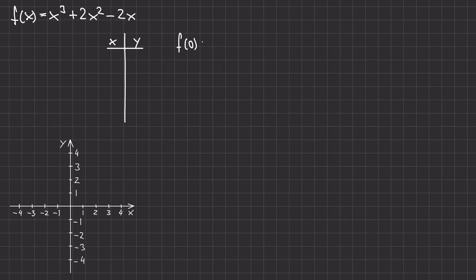F of 0 equals 0 cubed plus 2 times 0 squared minus 2 times 0. Zero cubed is 0, 0 squared is 0, times 2 is 0. And 2 times 0 is 0. So when we plug in a 0, we get a 0 as an output. In other words, (0, 0) is a point on the graph.